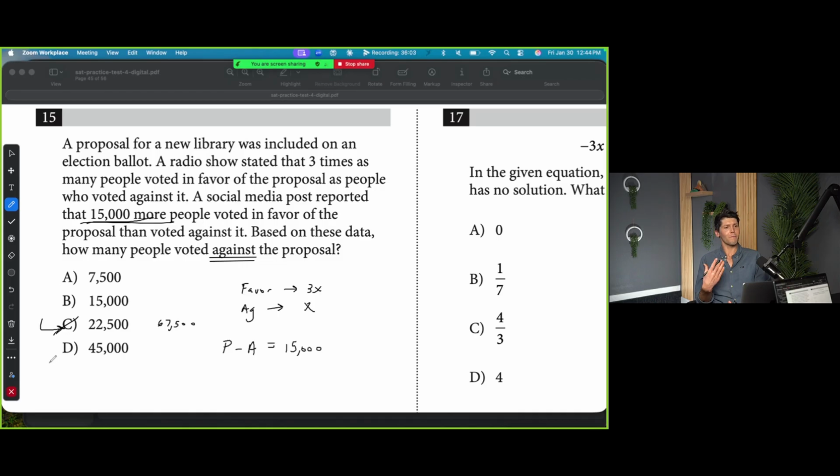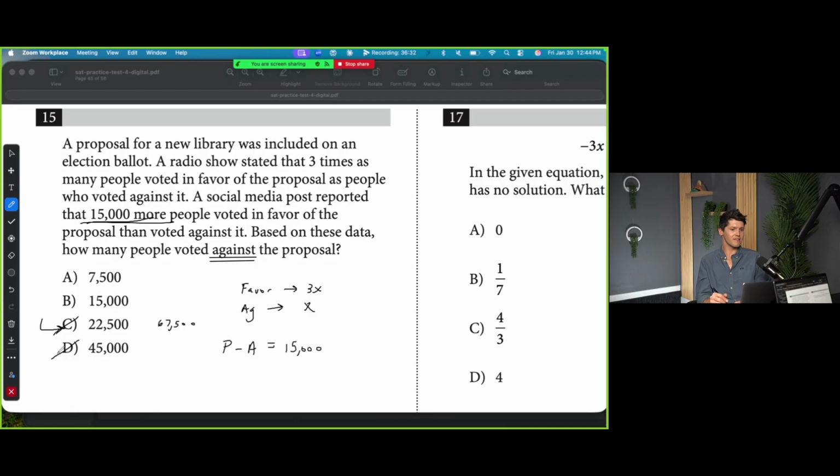Because we're going to get bigger. 45 times 3 is going to get bigger. And the problem is only going to get worse. The discrepancy between 3 times as big and 15,000 bigger. So, no, I would not say just assume that A is right. Although if you're running out of time on this test, this is actually a probably high probability guess at this point.